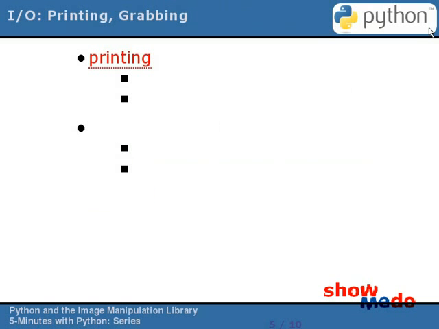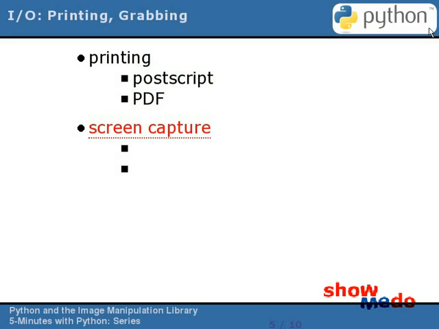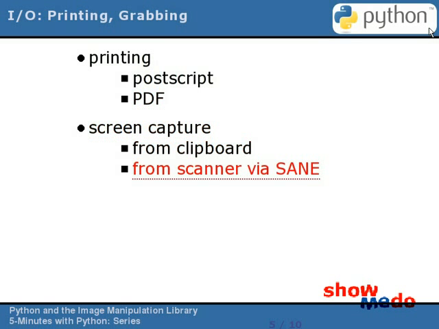PIL provides for the writing of images and other drawing elements into PostScript and PDF files for printing. Besides file I/O, PIL can acquire images from the desktop clipboard and from a scanner device compatible with the SANE scanner interface standard.